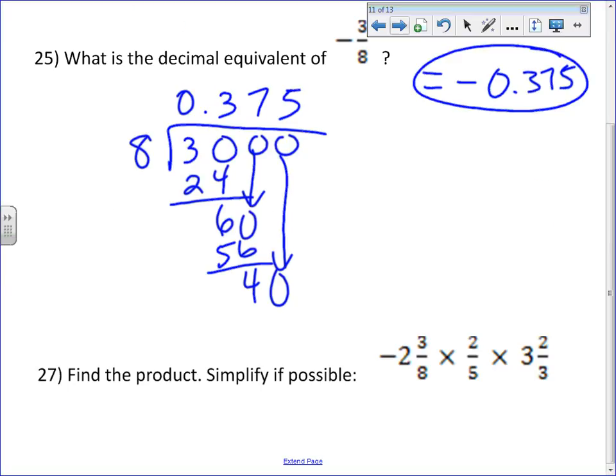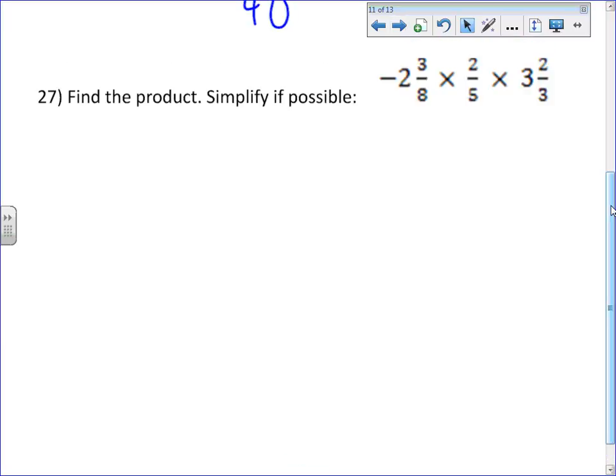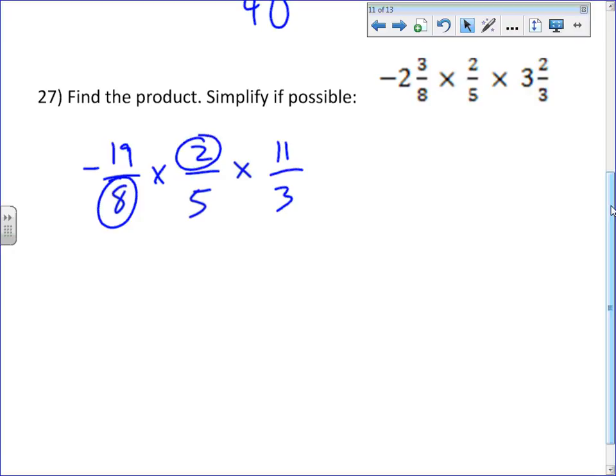Find the product and multiply. Simplify the answer if possible, so let's turn them all to improper fractions. Negative 19 over 8 times 2 over 5 times 11 over 3. Do it one step at a time. Don't go crazy multiplying all of them. I would also cross cancel here if you could. So I see there's an 8 over 2, so divide both of those by 2. I won't do it this time just so that you guys can see the long work.